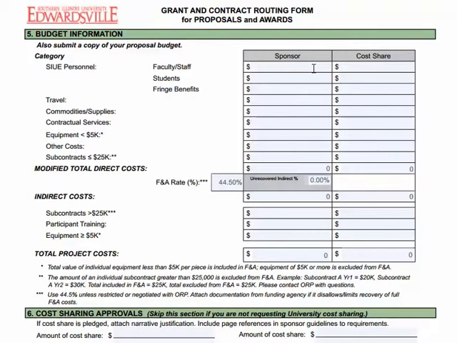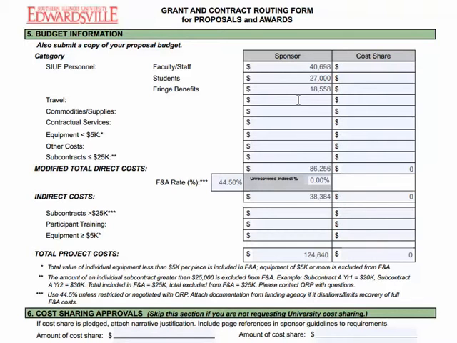Starting at the top, information for personnel, including faculty and staff on the project, is pulled out apart from information for student salaries, whether they're GAs or undergraduates. You can put those in that student category. There's a section for fringe benefits, as we have a standard institutional rate, so you want to make sure that you've talked to ORP about that rate.